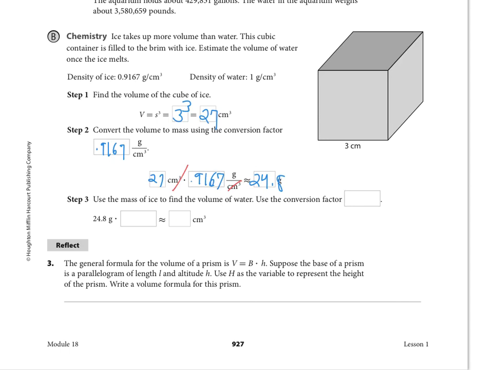So we're going to use that conversion factor. Once we have the mass of the water, we're going to find the volume of the water. So we're going to use the conversion factor, and that is 1 centimeter cubed per gram. And then once we do that multiplication, because we're going to have grams down in the denominator, and 1 cubic centimeter is 1 gram, notice my units canceling out, and times 1 doesn't really change anything. So where we had 24.8 grams, we also have 24.8 cubic centimeters.